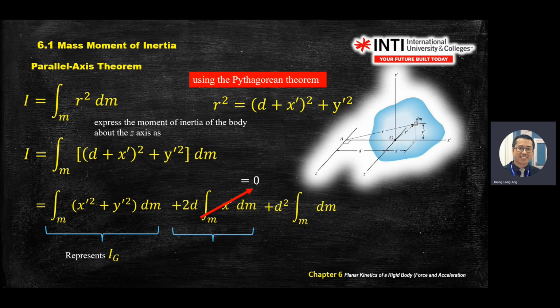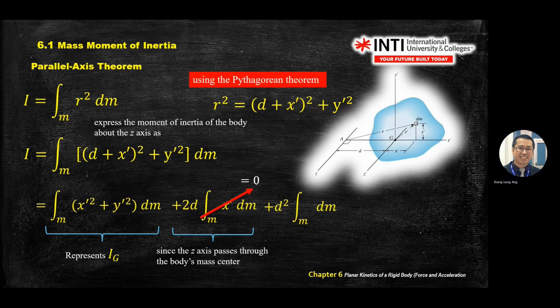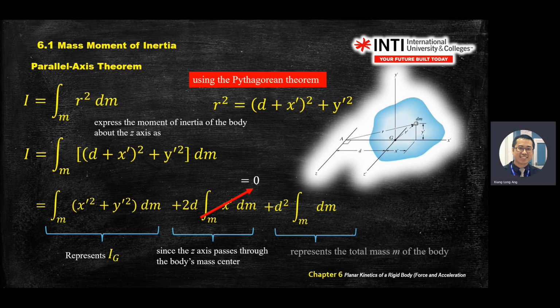Okay, so when you integrate x prime dm, this one, you pass through the z and you multiply by d, because here you integrate x prime with dm. You can cancel, because the z-axis passes through the body center of mass. Then the last part, this one is the total mass of the body.